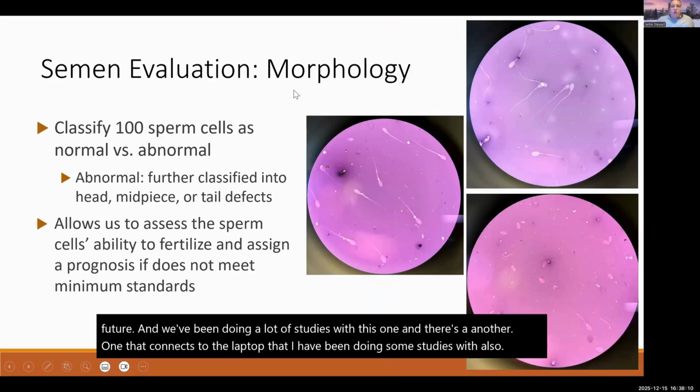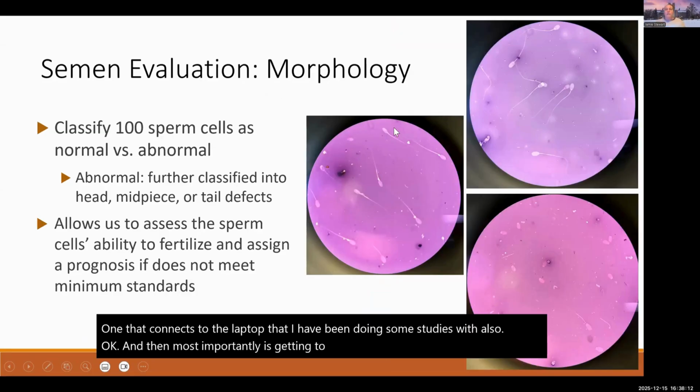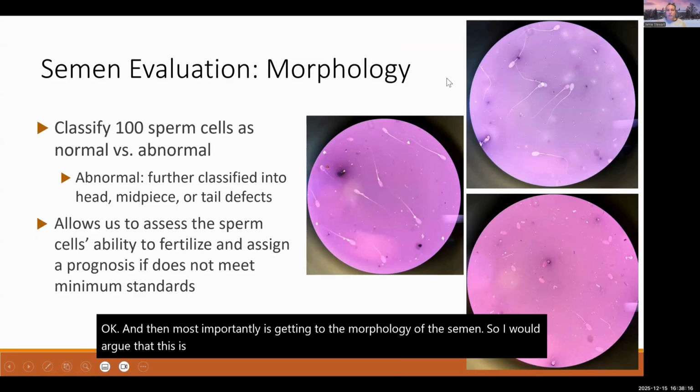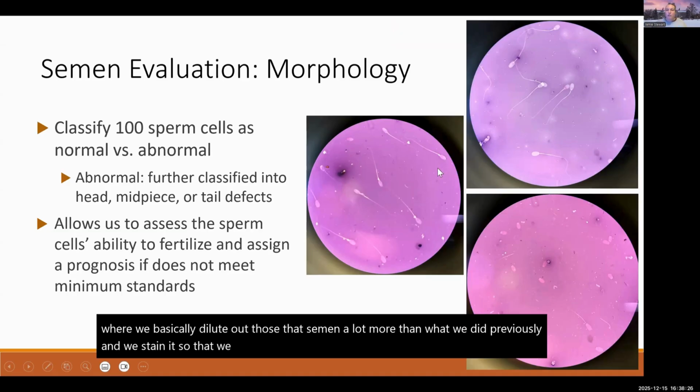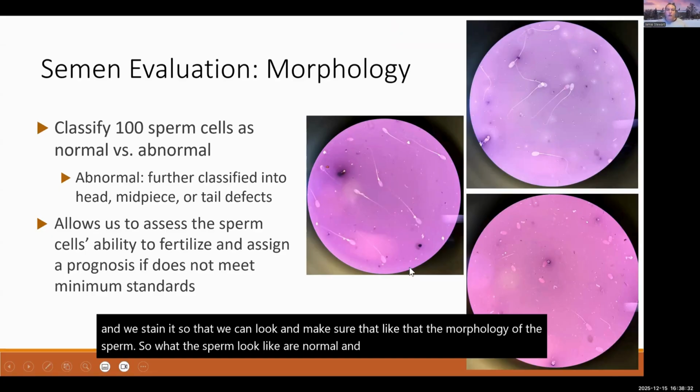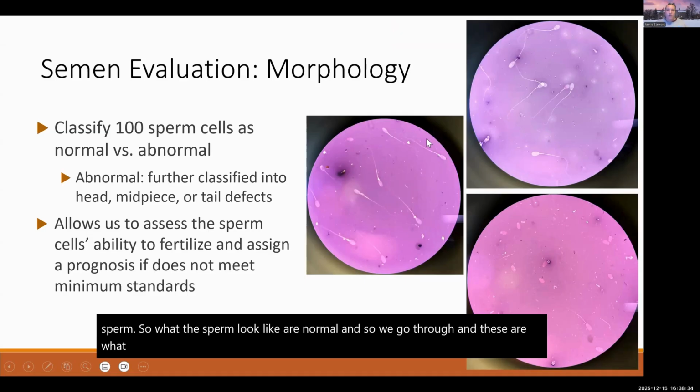Okay, and then most importantly is getting to the morphology of the semen. So I would argue that this is a much more important exam than just doing the motility. So we basically dilute out that semen a lot more than what we did previously, and we stain it so that we can look and make sure that the morphology of the sperm, so what the sperm look like, are normal. And so we go through, and we're going to count until we have 100 total sperm that we've counted.